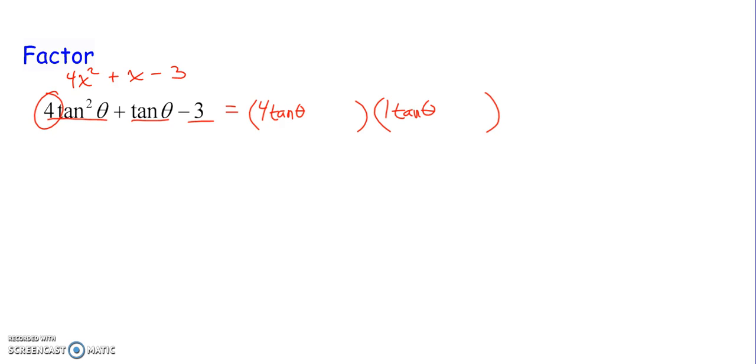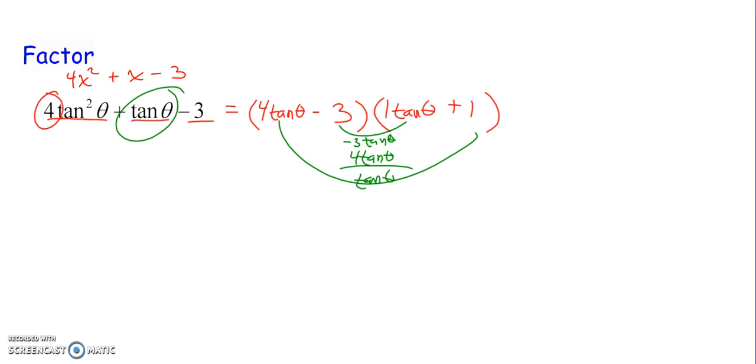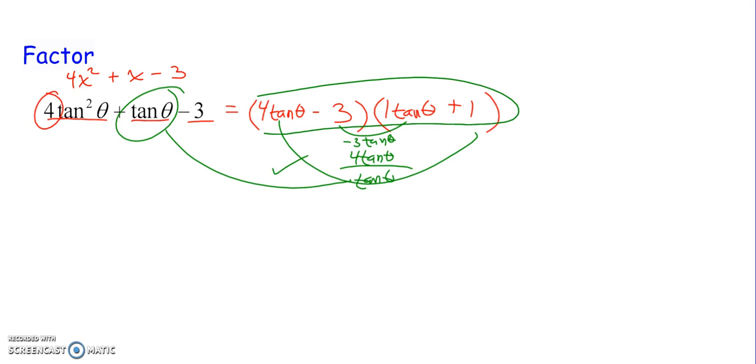If I put down 4 and 1, then I know my last two pieces have to be a negative 3 and a positive 1. I can check that by doing a little, that's negative 3 tangent theta. Over here, that's 4 tangent theta. I know that adds up to tangent theta, which is exactly what I'm looking for. Those match, so I have factored correctly. The circled part in green would be the correct answer.